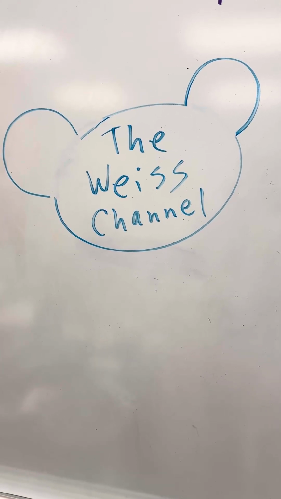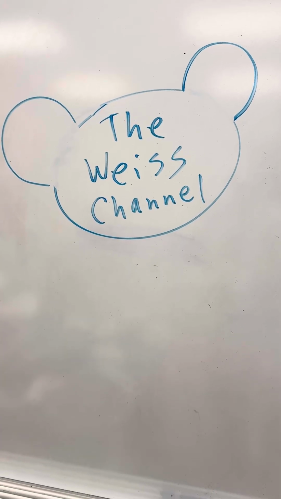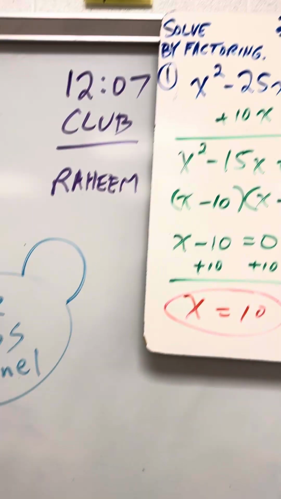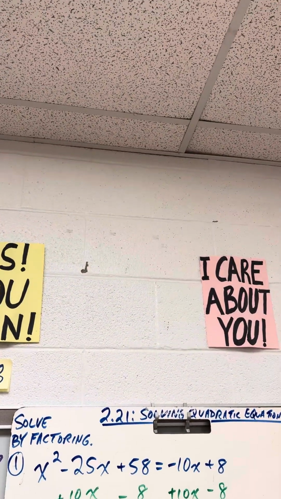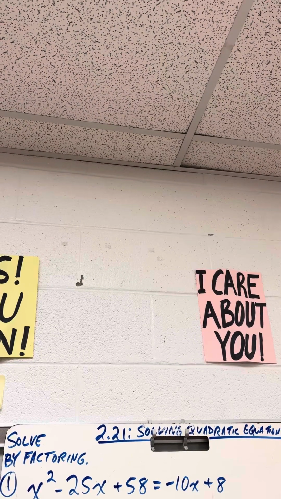Today we're going to solve quadratic equations by factoring. All right, so for example, you have x squared minus 25x plus 58 equals negative 10x plus 8.